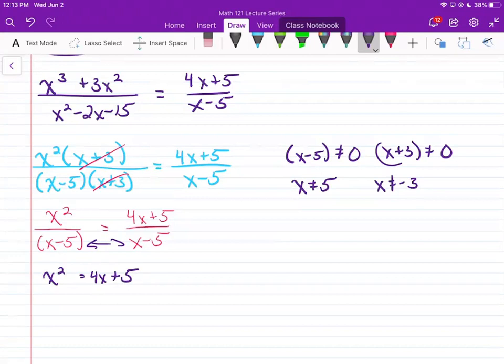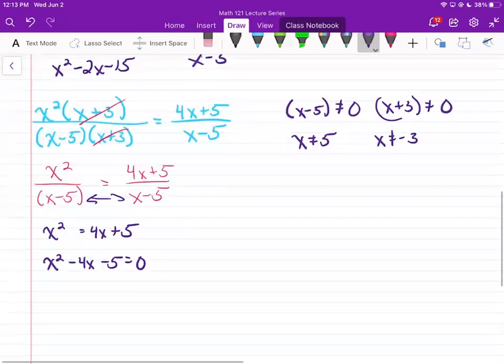We have 3 methods for solving the quadratic. We can factor, we can take the square root, or we can use the quadratic formula. Fortunately, this one we are able to factor, so moving everything to one side to set it equal to 0, I can use my AC method again, and I'm left with x minus 5 times x plus 1.